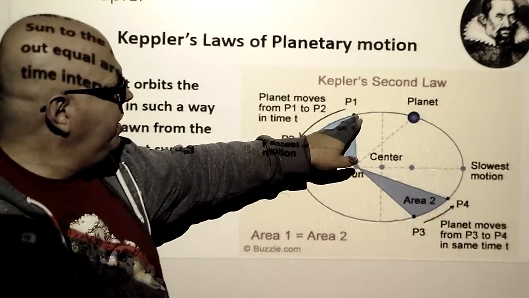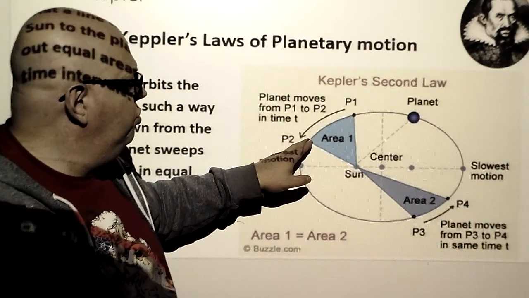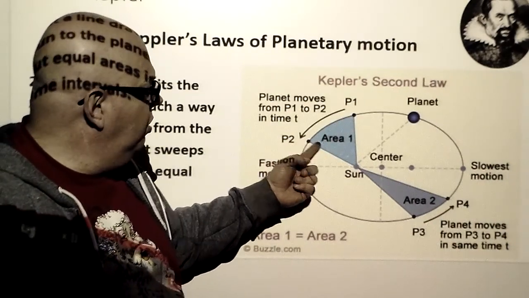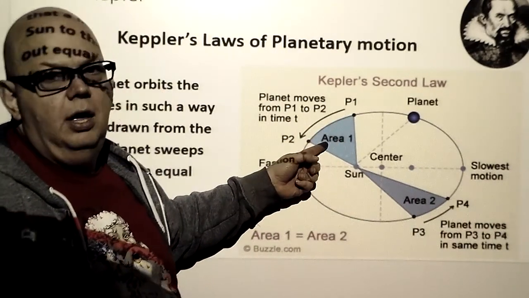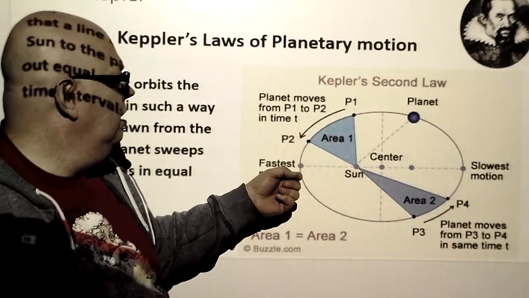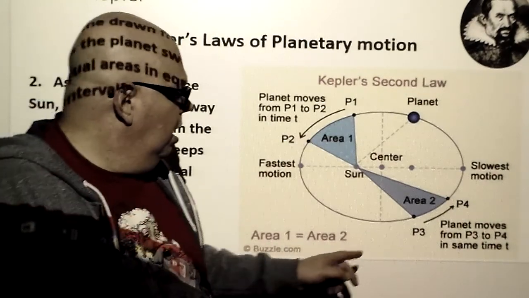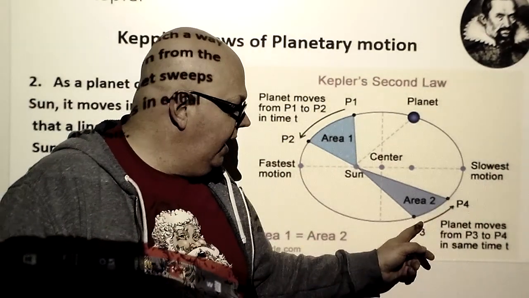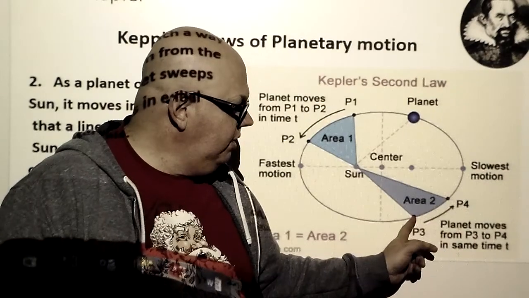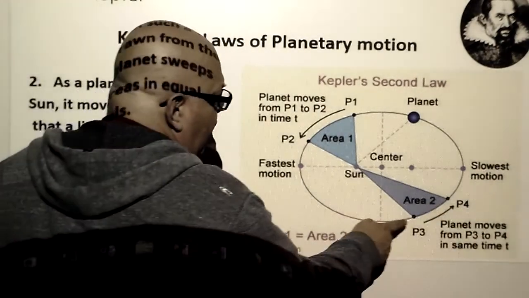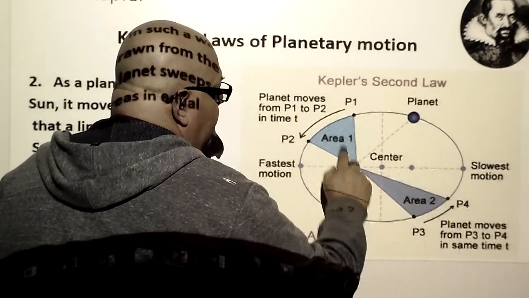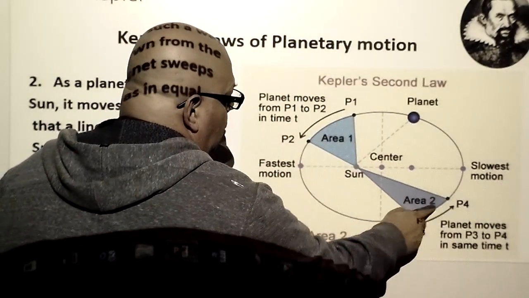So the planet from point 1 goes to point 2 in a certain time. Now, there is an area that is swept out. This kind of looks like a piece of pie, if you will. That's area 1. And then here on the other side, point 3 to point 4. Okay, that's area 2, and that takes the same amount of time compared to here, going to here.